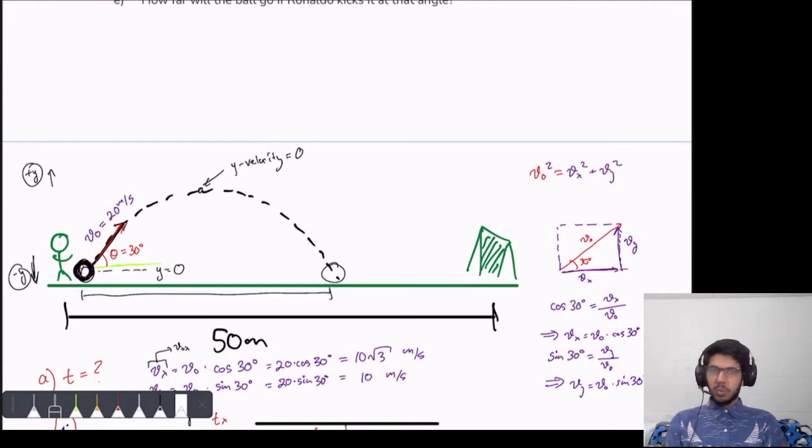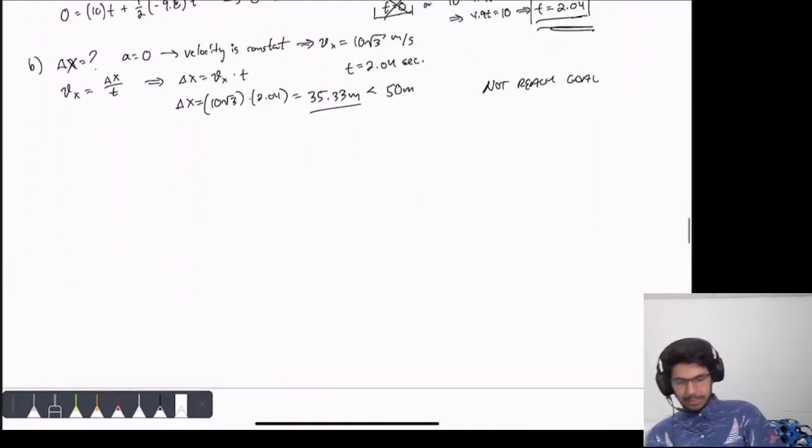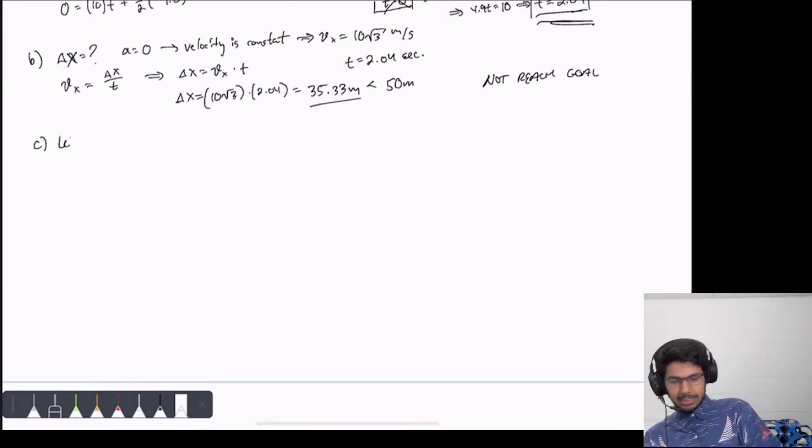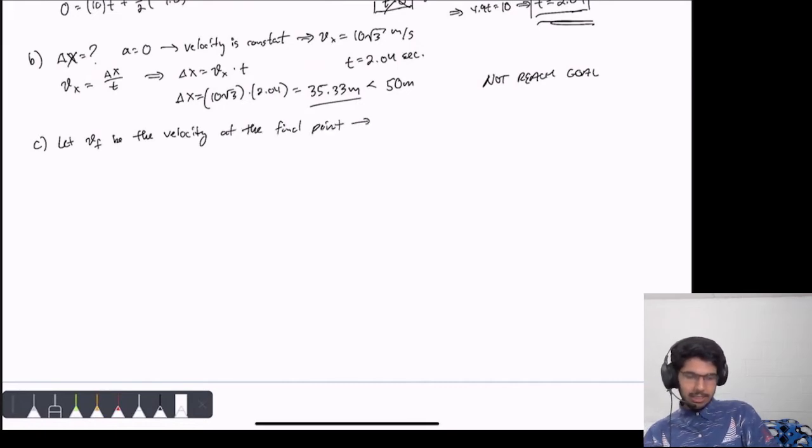So, we can just let this be our final velocity, right? And in fact, this will be our final point, and then the start will be our initial point. And then we can just look at that segment of the journey and see what happens, right? So, part C. Let Vf be the velocity at the final point, which we will just say is at the peak.